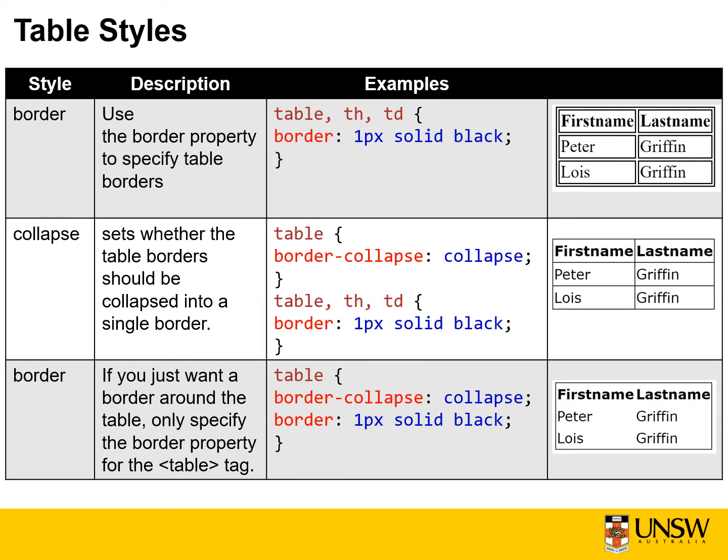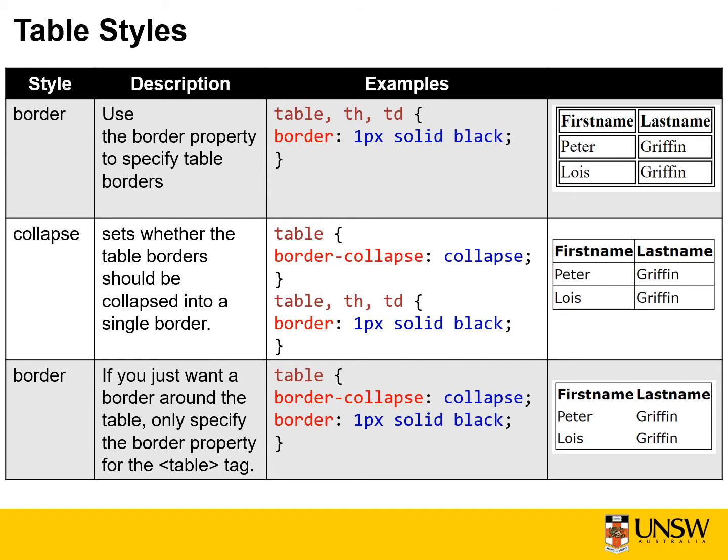Now we want to talk about the properties that are related to tables. The border property specifies the border size and border color of the table. Also, border property can be used for the other tags such as p or div tags. If border property is specified for table, th, and td tags, each cell will have a separate border. But if you only add border for the table tag, there will be only a border around the table.